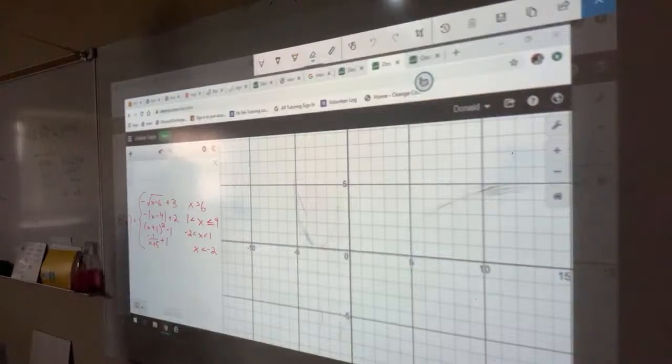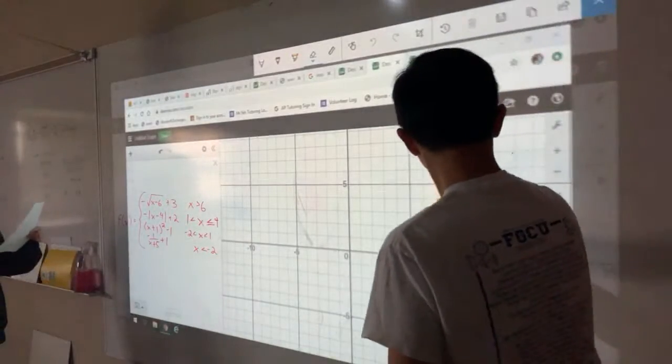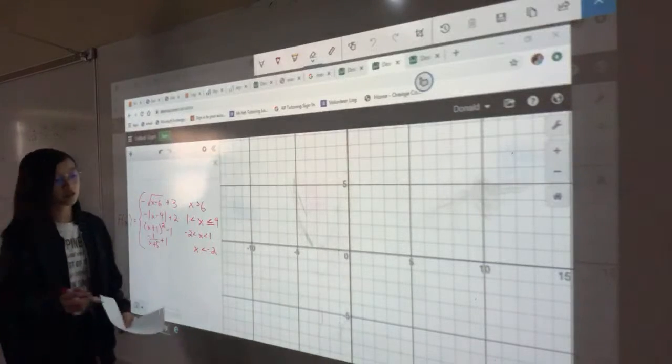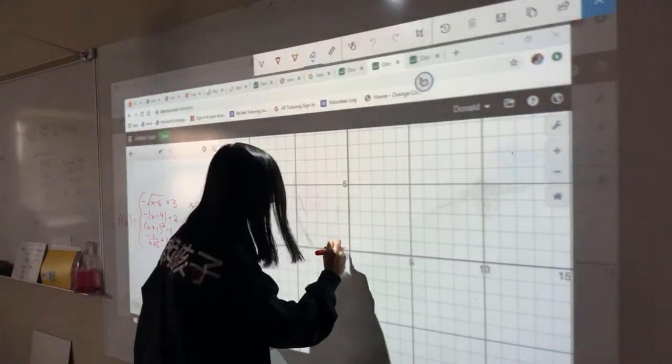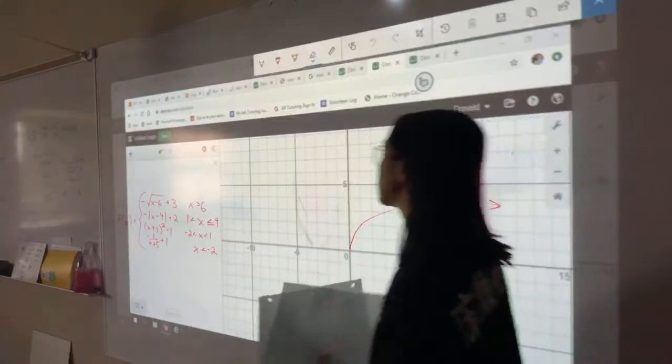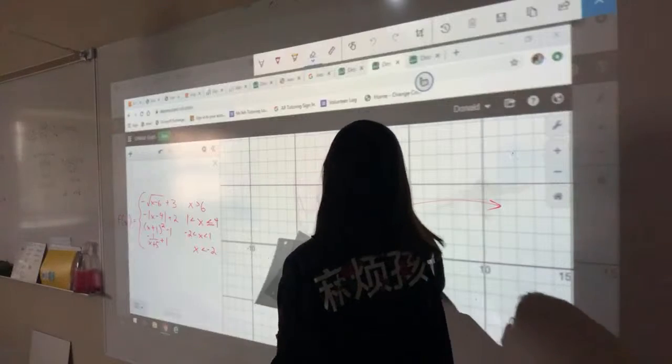Okay. So the first function that we have is one of the radical functions. You know how the parent function looked, this is not exactly accurate, but it kind of looked like something like this. So what we're going to do is apply the transformation to that.